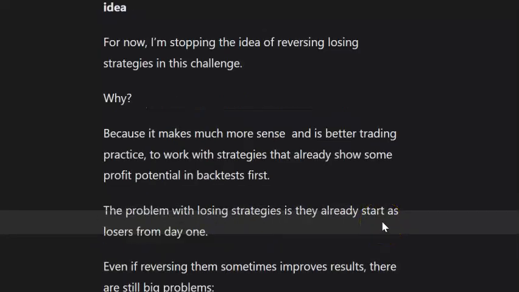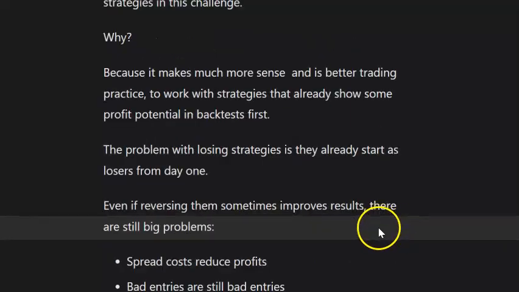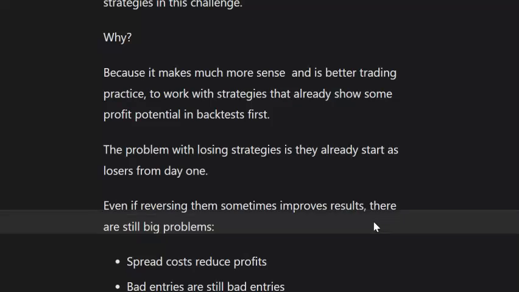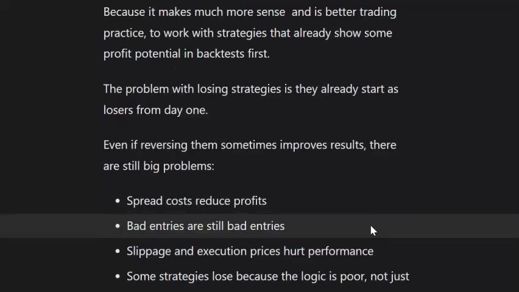The problem with a losing strategy is that you're starting with a losing strategy from the outset, and then another battle is trying to reverse it and make it profitable. It's just more problems, more hard, and we don't need that, to be honest with you. We just need to find the profitable strategies that we can potentially use.